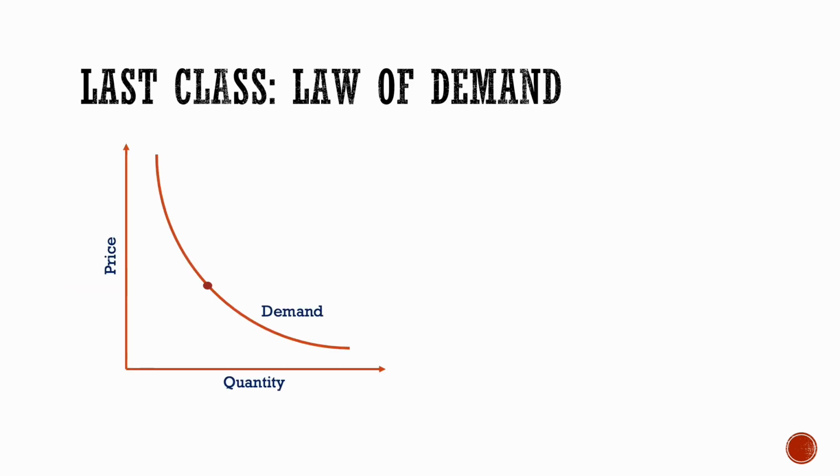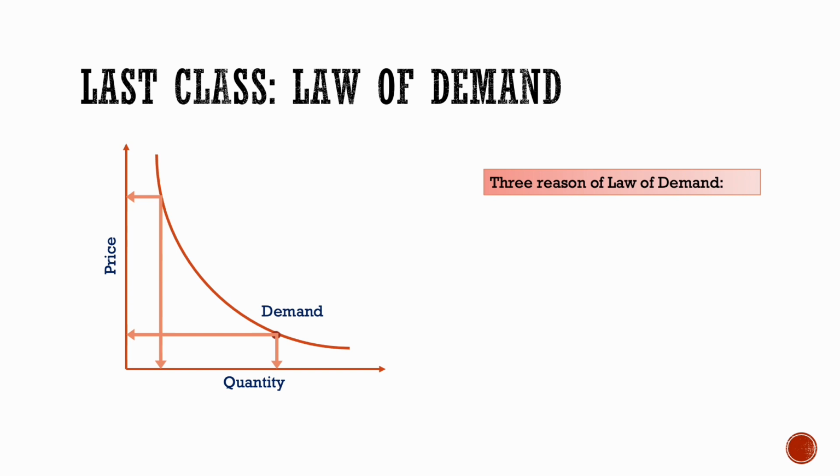The law of demand says that there's an inverse relationship between price and the quantity demanded that consumers are willing and able to buy. That means when the price goes up, the quantity demanded decreases, and if the price goes down, the quantity demanded increases. There are 3 reasons why the demand curve is downward sloping.